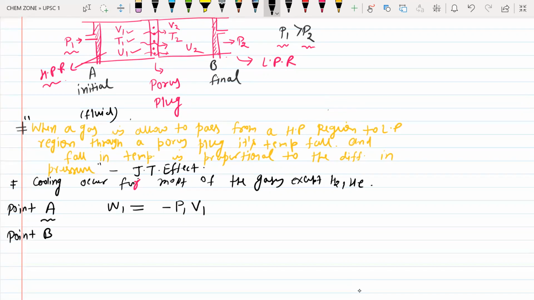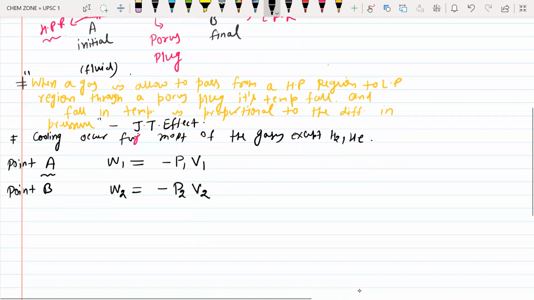Now let us assume the point B. W2 will be minus P2 V2. W2 is the work done by the gas on piston B. W1 is the work done by the gas on piston A.